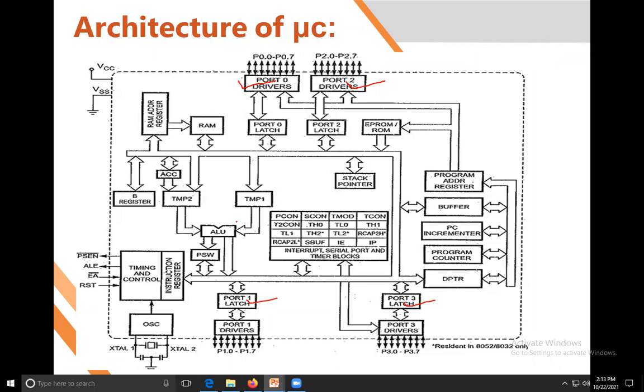Again, the main part of the 8051 is the ALU. The ALU is 8-bit, so the microcontroller is called an 8-bit microcontroller. It is called an 8-bit microcontroller because the ALU contains 8 bits, meaning addition, subtraction, multiplication, division, and all arithmetic operations, and logic operations such as AND or OR, are done using the arithmetic logic unit.